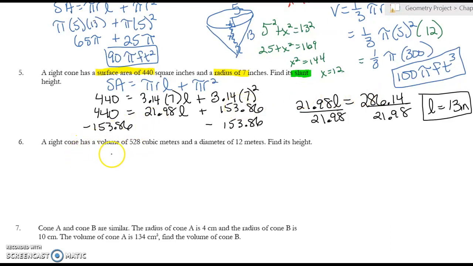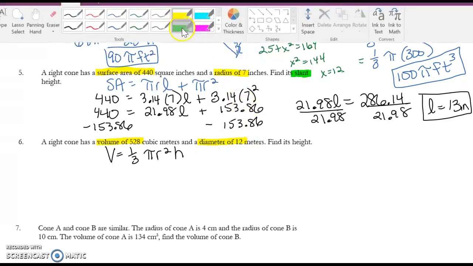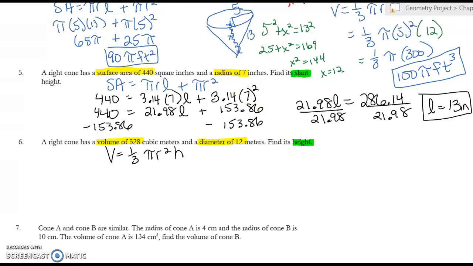So for number 6, same idea. I'm going to start with the equation. So volume is equal to 1/3 pi r squared height. Let's see what we have. We're given the volume, and we're given a diameter. And so that means the thing we're looking for is the height. Okay, and again, for this volume they did not have a pi sign, so we're going to use 3.14. So 528 equals 1/3 times 3.14 times my radius squared. Well, if my diameter is 12, my radius is 6.